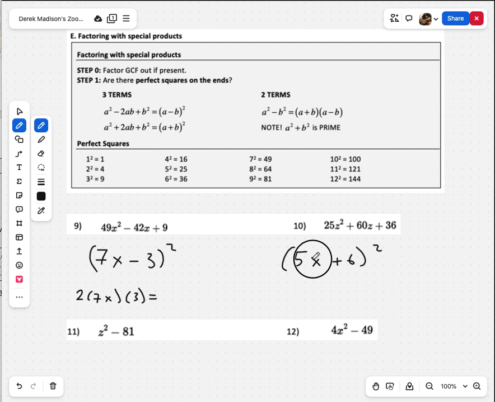So 5x and then plus 6 quantity squared, because 5x times 5x is 25. Oh, it should be a z there. My bad. We'll just rewrite that, make it a z. 5z times 5z would be 25z squared. 6 times 6 is 36. If you were to FOIL this out, let me go ahead and just write this up here.